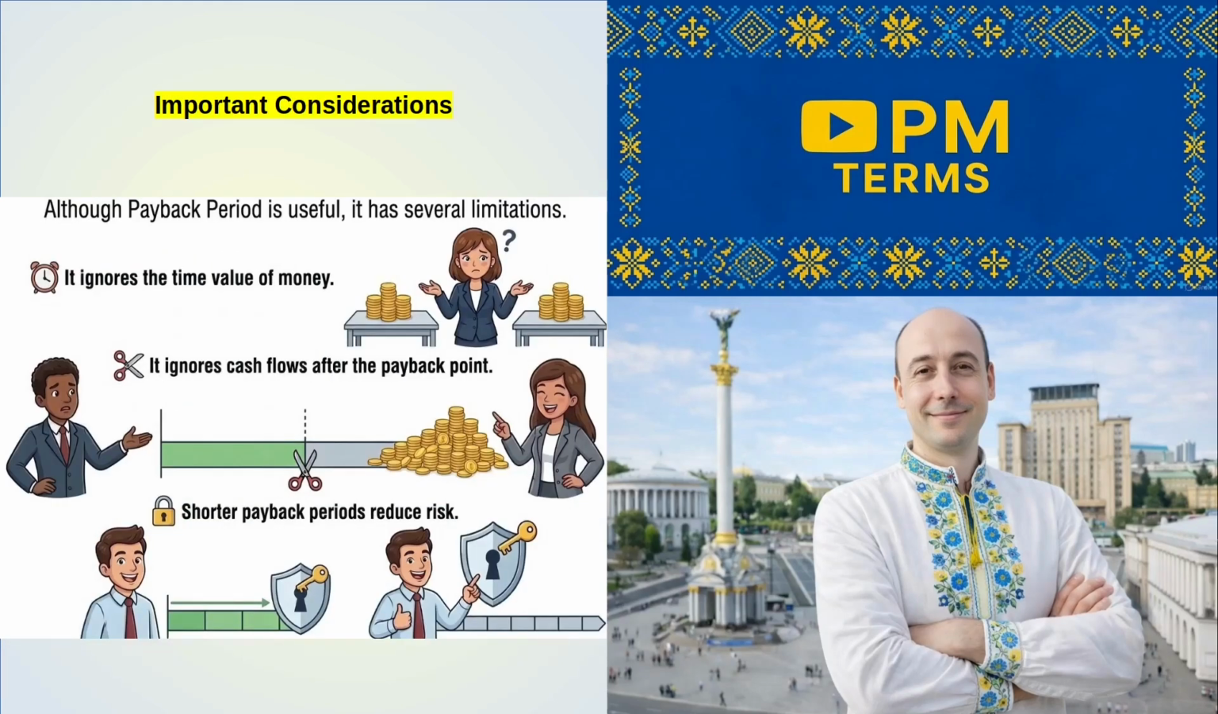Important considerations. Although payback period is useful, it has several limitations. It ignores the time value of money. $1 today is worth more than the same dollar received in the future. That is why more advanced metrics, such as net present value, are often used. It ignores cash flows after the payback point. A project may recover its investment quickly, but produce limited long-term value.